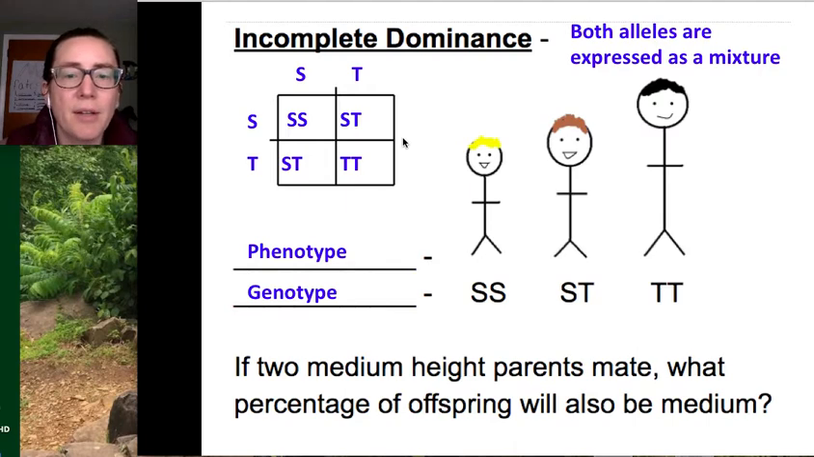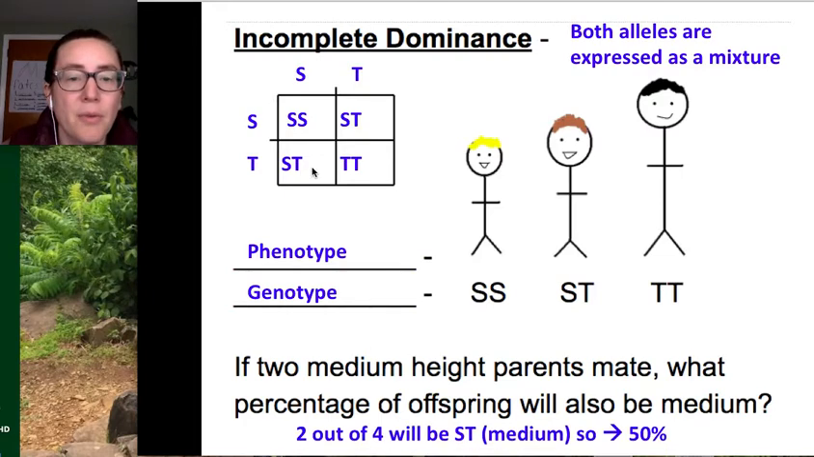All right, going back and looking at the question, it says, what percentage of the offspring would be medium? Well, medium, again, I know the genotype is ST. Looking at the box, I see 2 of the 4 that are ST or medium. Therefore, 2 out of 4 will be ST or medium, so the answer would be 50%.